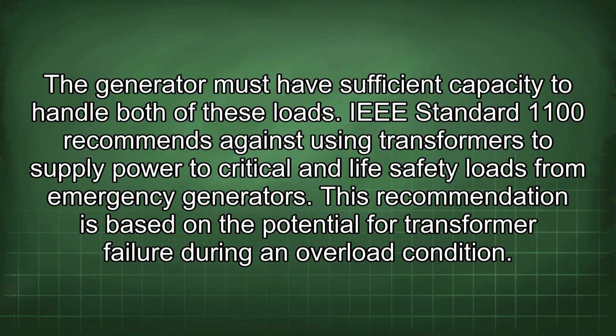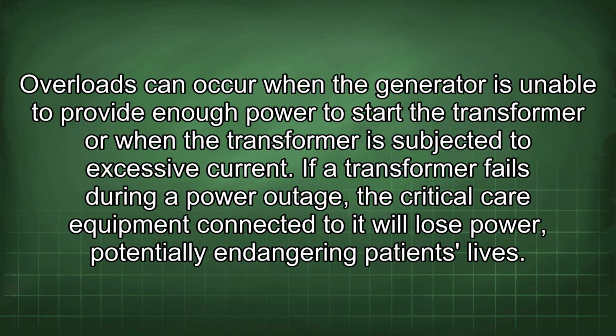The generator must have sufficient capacity to handle both of these loads. IEEE Standard 1100 recommends against using transformers to supply power to critical and life safety loads from emergency generators. This recommendation is based on the potential for transformer failure during an overload condition. Overloads can occur when the generator is unable to provide enough power to start the transformer, or when the transformer is subjected to excessive current.